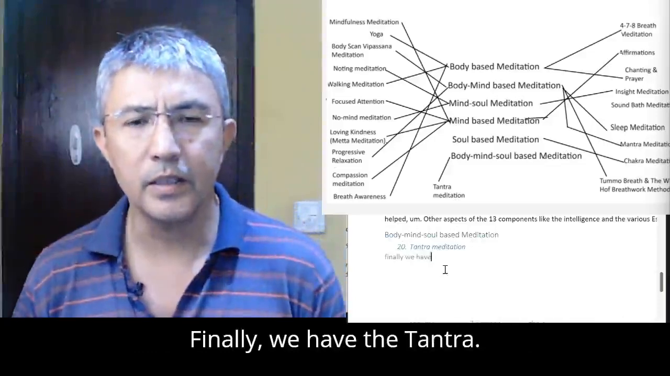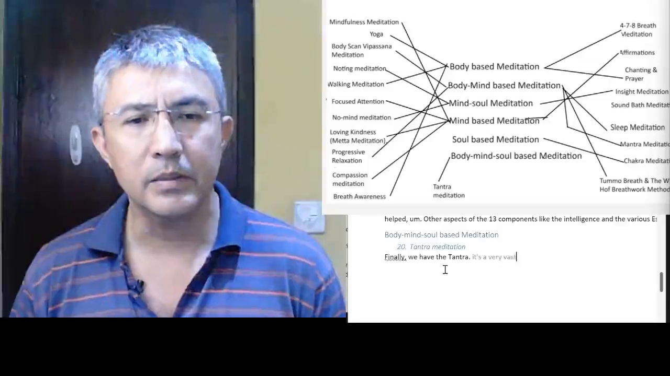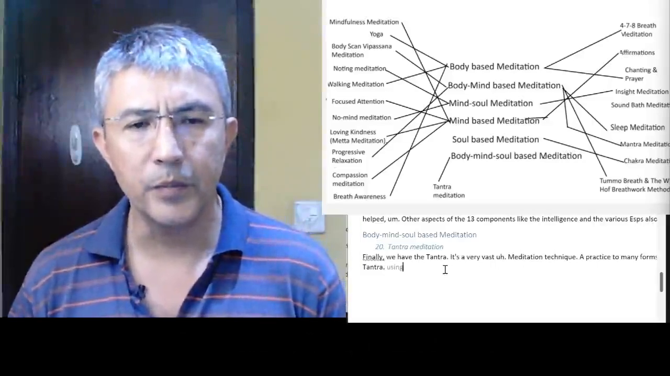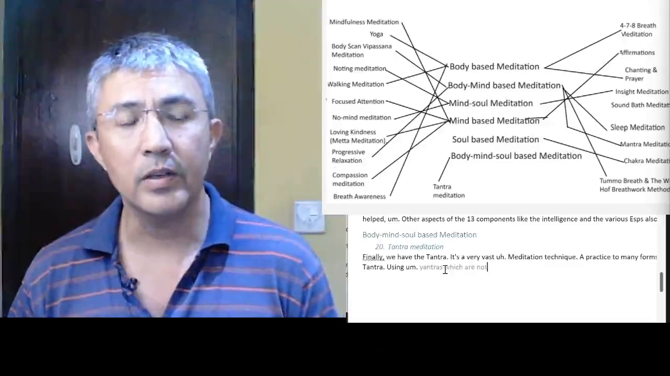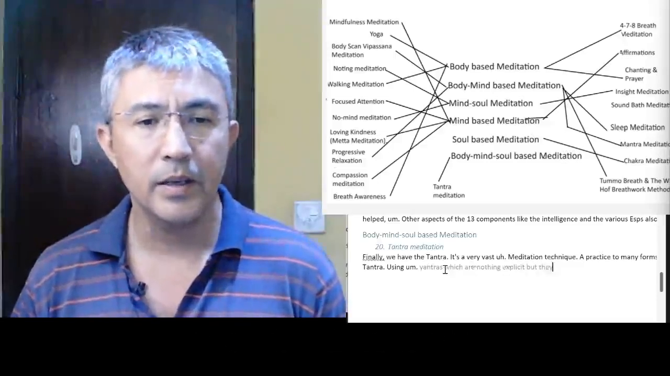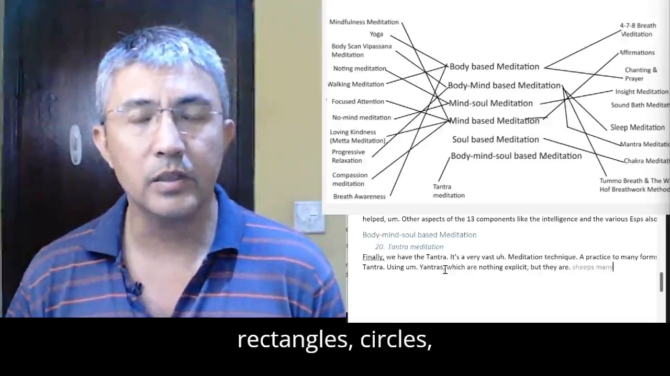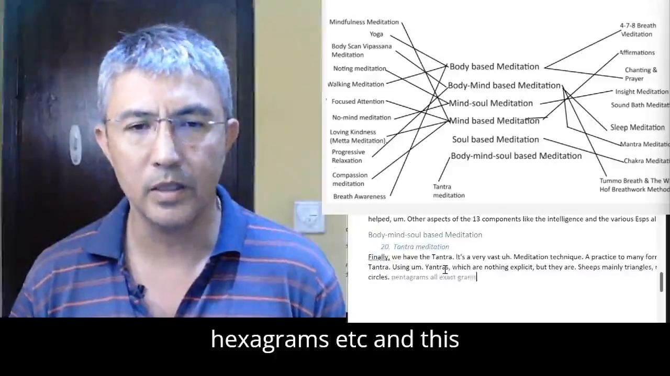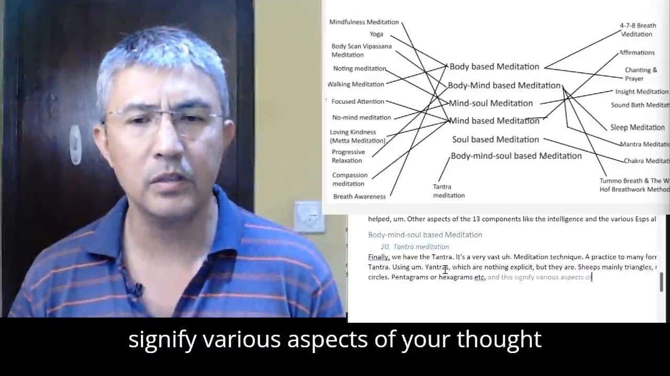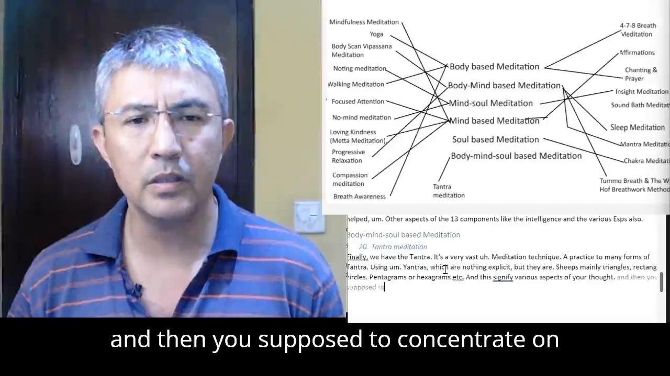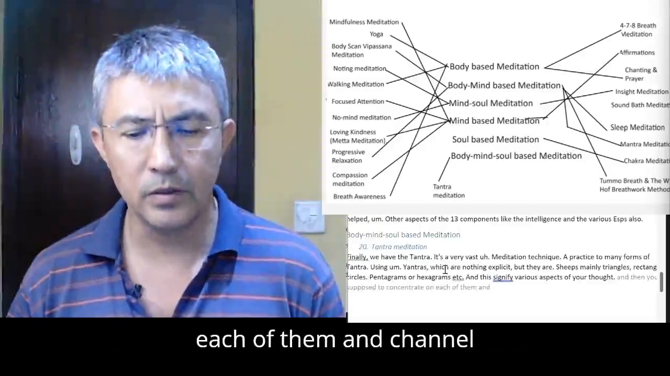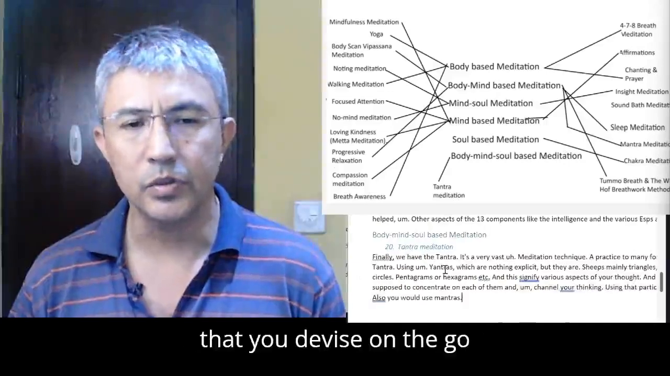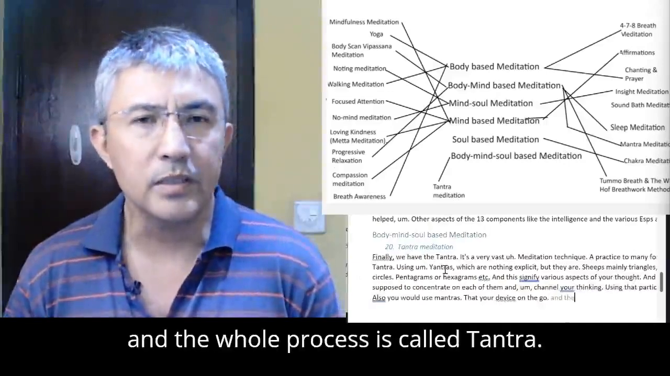Finally, we have the Tantra. It's a very vast meditation technique. I practiced many forms of Tantra using yantras, which are nothing explicit, but they are shapes, mainly triangles, rectangles, circles, pentagrams, or hexagrams, etc. And these signify various aspects of your thought. And then you are supposed to concentrate on each of them and channel your thinking using that particular yantra. Also, you would use mantras that you devise on the go, and the whole process is called tantra.